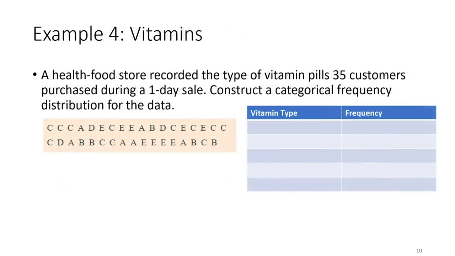Let's just try another example. A health food store recorded the type of vitamin pills that 35 different customers purchased during a one-day sale, and we just want to make a categorical frequency distribution. So our vitamin types A, B, C, D, and E. And now we just want to count how many of each letter.